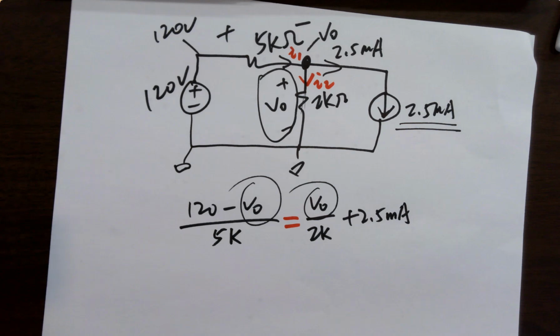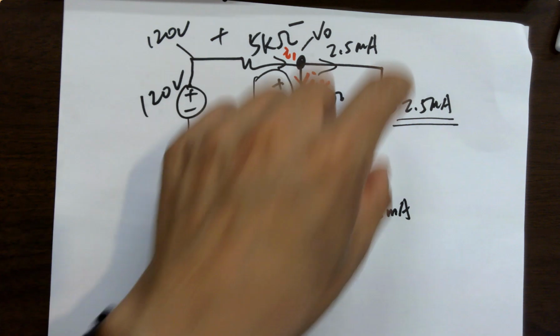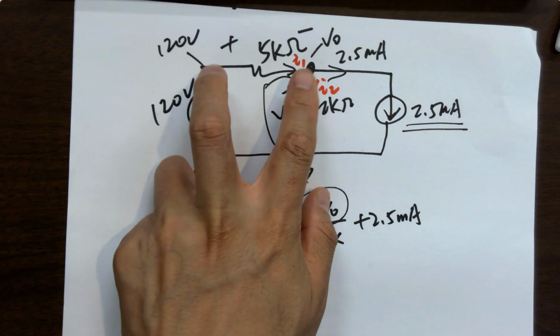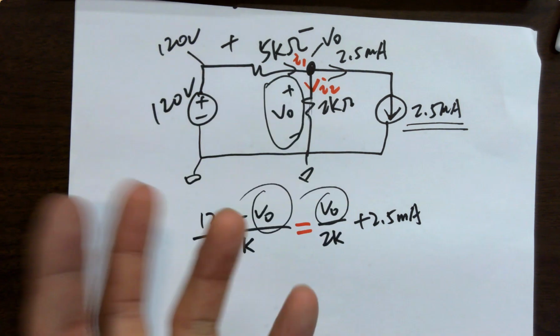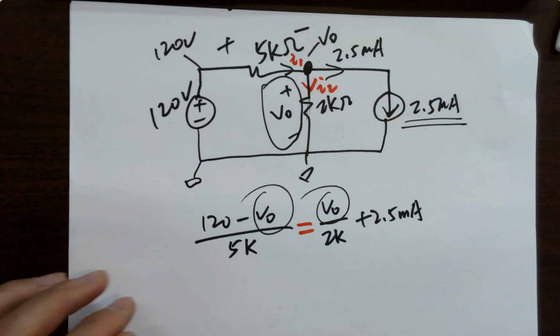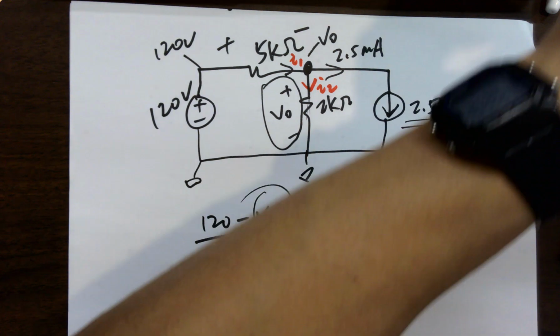No unknown parameters. Everything is solved. Because if you want to calculate the current, you use V naught divided by 2k, and this voltage is already calculated. And you can calculate the current here by Ohm's law as well. You know everything about it. Any questions for this circuit? No? Clear? All right.